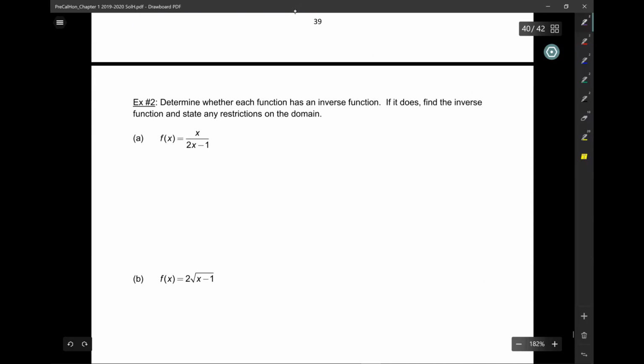Okay, so let's go ahead and do this first one. So this is x over 2x minus 1, and you graph it and you see that it does in fact have an inverse function because it passes the horizontal line test. So we're going to rewrite f of x as y. Right? Nothing new here. No math is done in the first step. Then we're going to interchange x and y. So this is going to be x equals y over 2y minus 1.